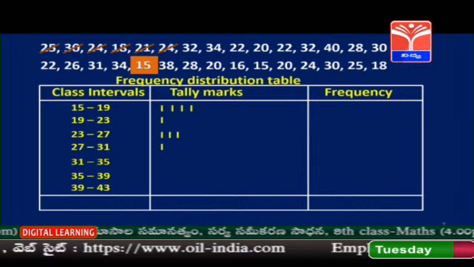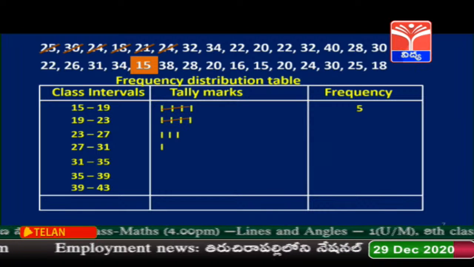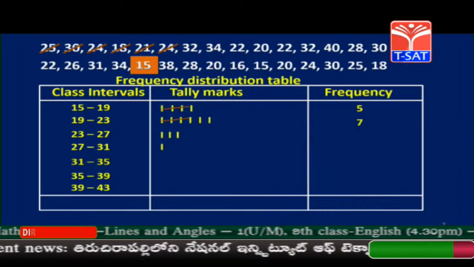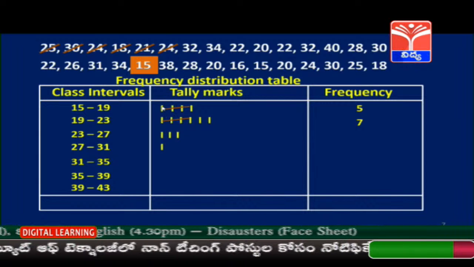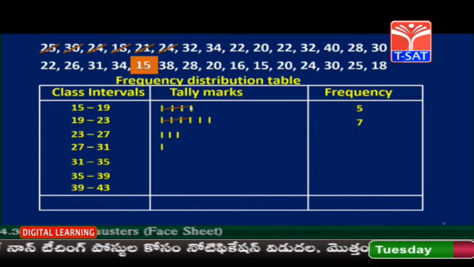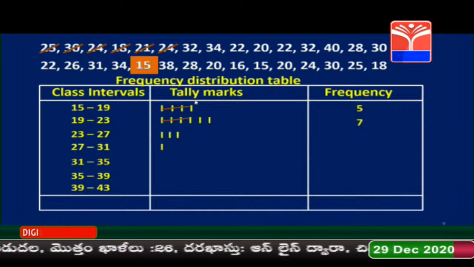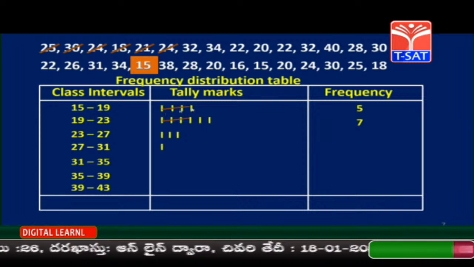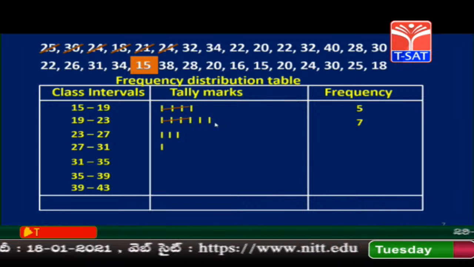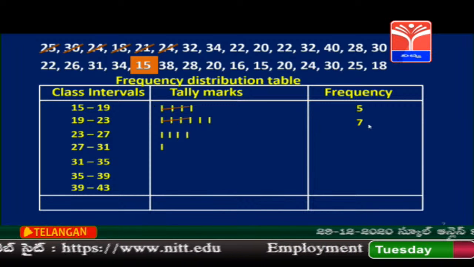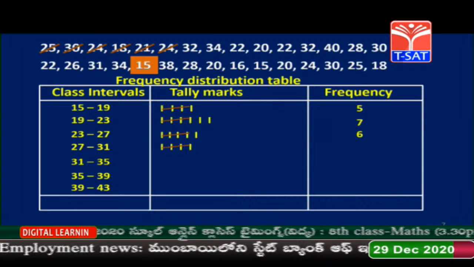For the first class you will get 5. For the second class you will get 5 plus 2, 7. Children, how to represent 5 here? It's very simple. Take 4 vertical lines and draw one line across, or we can say diagonally, so that I can say that it is equal to 5. Cross the 4 lines, so that we will get 5. Here also 5 plus 2 which is equal to 7. Next 5 plus 1, 6.